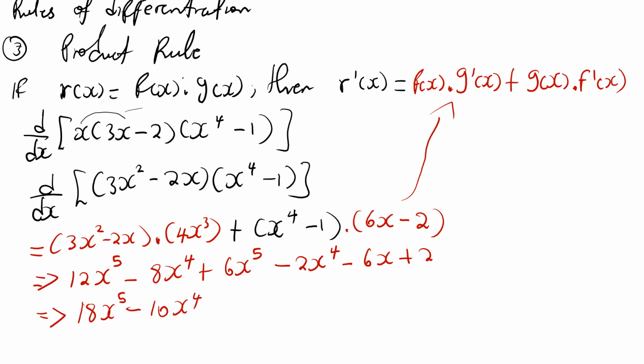Again, I don't see any like terms anymore, so it will be minus 6x plus 2. So this is how we differentiate using the product rule. Now we will be looking at the quotient rule. We are focusing on the quotient rule.